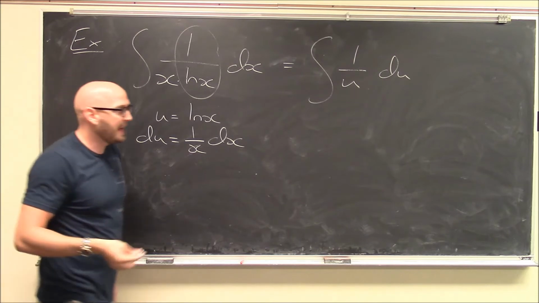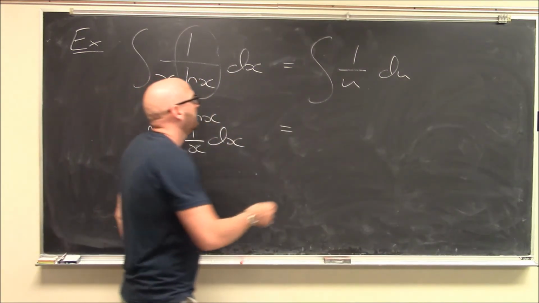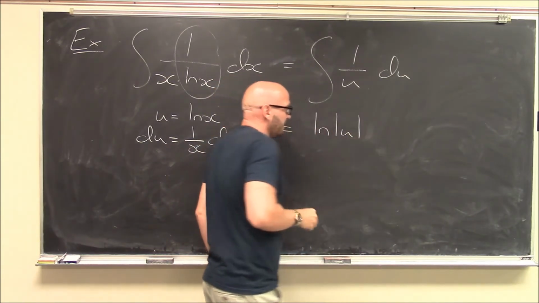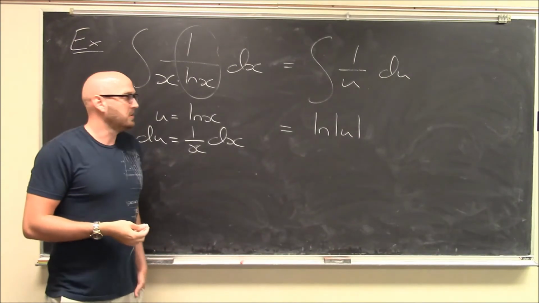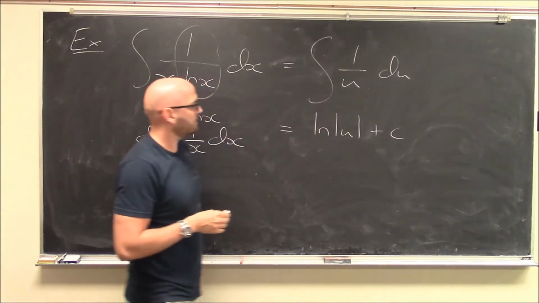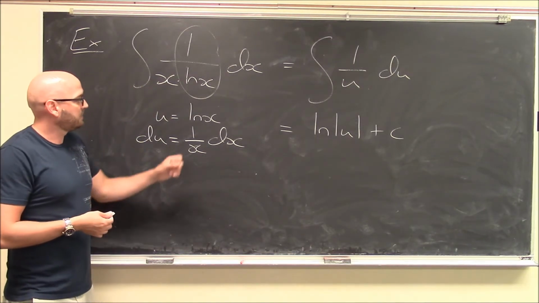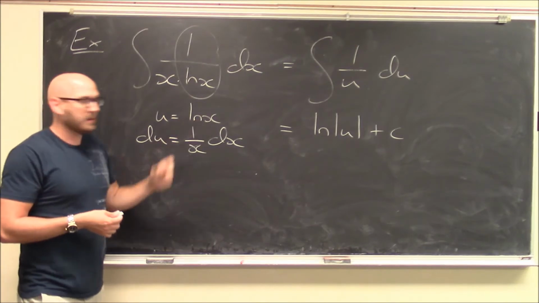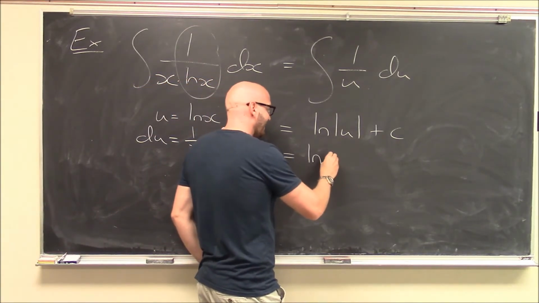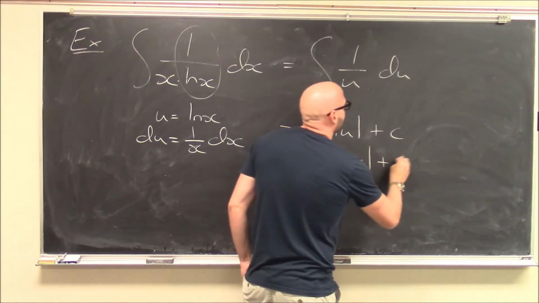Integrating 1 over u isn't bad. This is one of our known antiderivatives from last time. Integral 1 over u is ln of technically the absolute value of u plus c. And that's the integration. Last thing to do is back substitute. U is ln of x. So this is an ugly looking function, but it's ln of the absolute value of ln of x plus c.